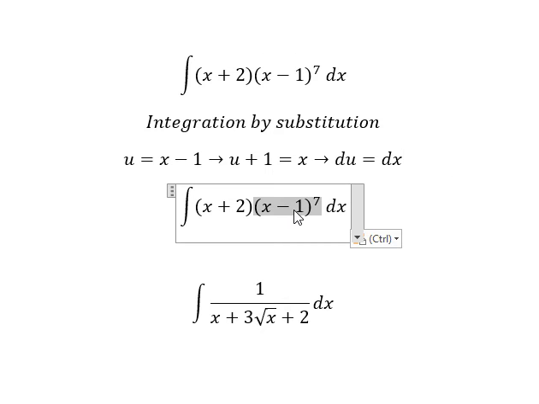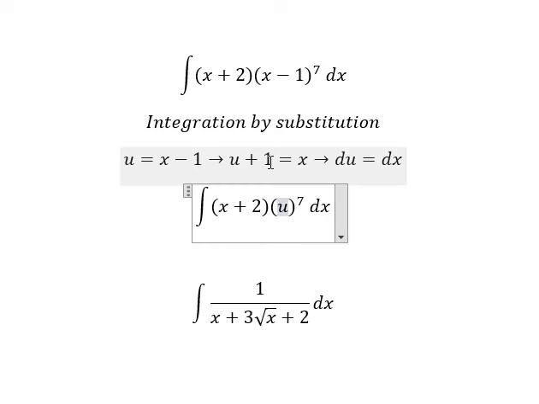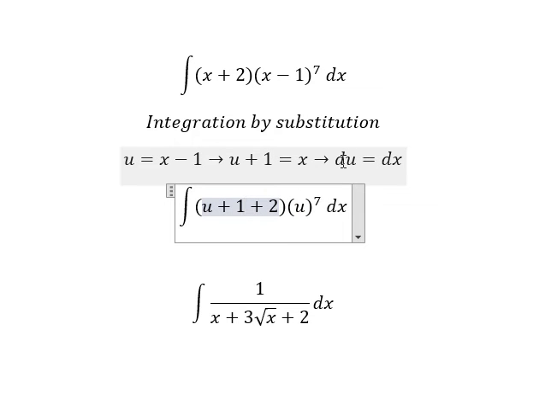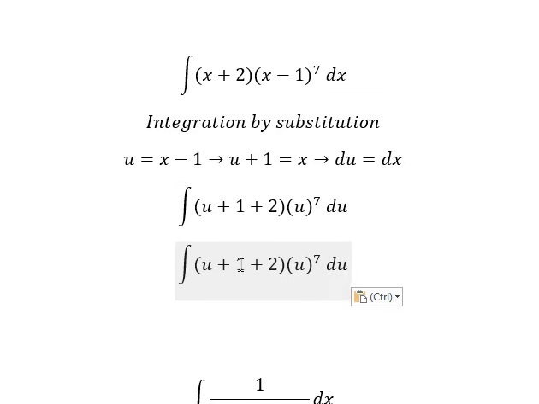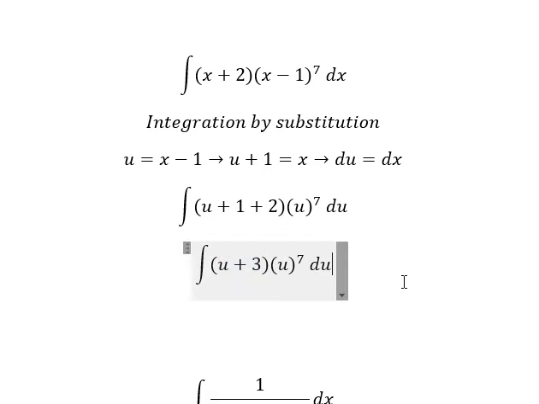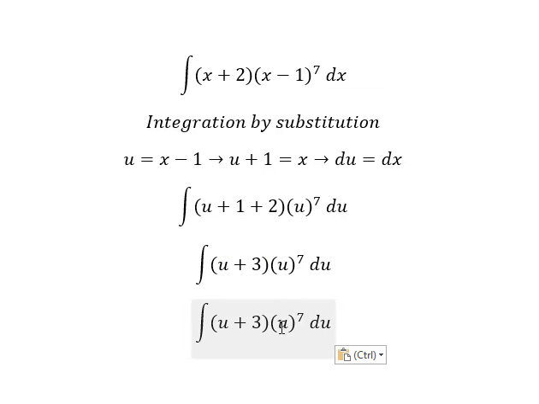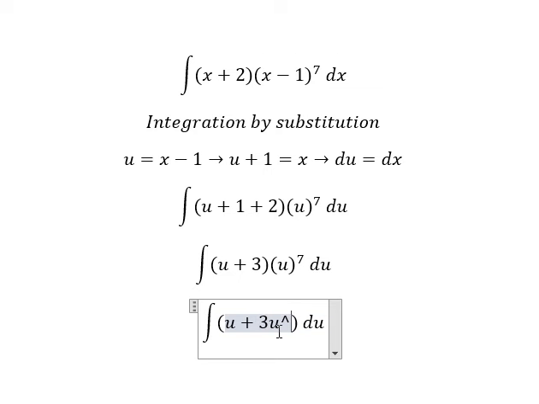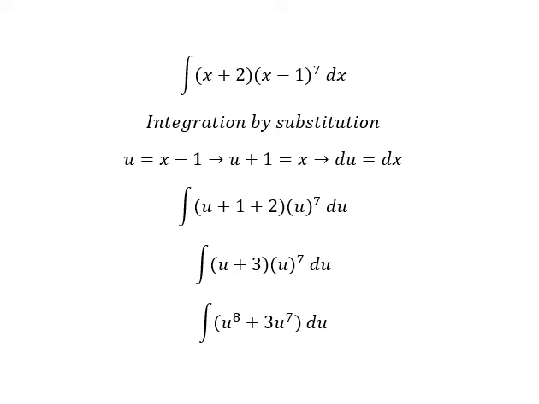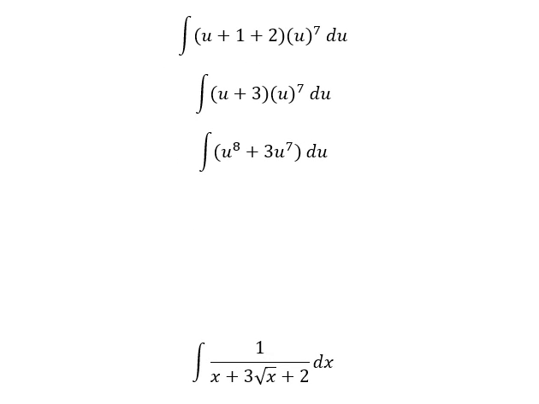This one we change for du. S we change for u plus 1. The ds we change for the du. Number 1 and number 2 we have number 3. u to the power of 7 multiplied by u and number 3. And now we have the final answer.